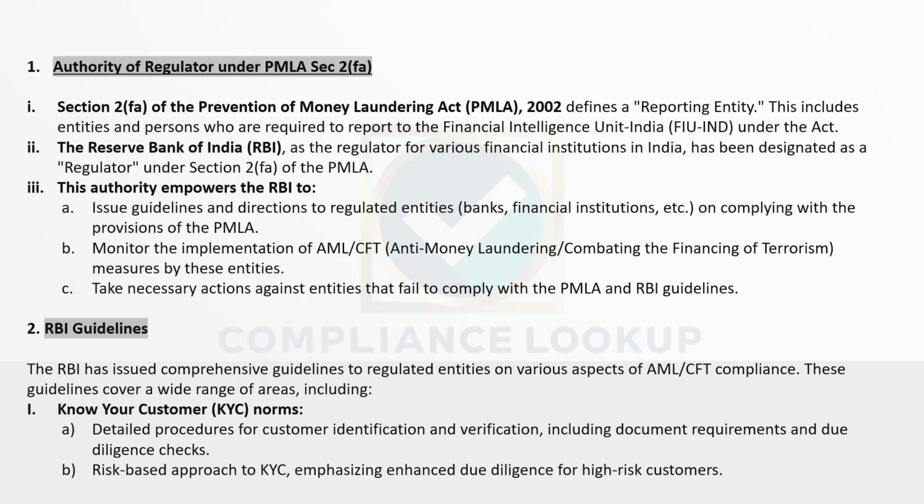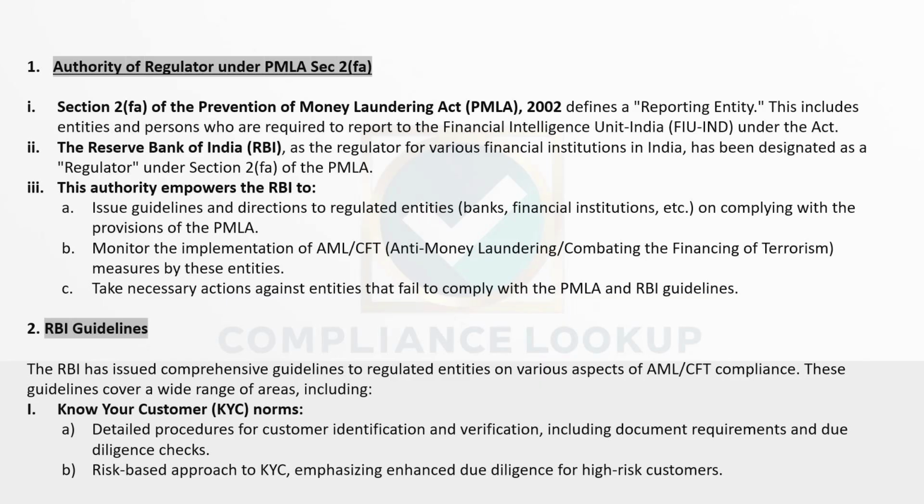2. RBI guidelines on AML CFT compliance. RBI's guidelines serve as a roadmap for financial institutions to ensure that they aren't used for money laundering or terrorist financing. Let's go over the major areas covered by these guidelines. A. Know Your Customer, KYC, norms. KYC norms are designed to help financial institutions identify who their customers are so that they don't allow illegal entities or persons to open accounts and use them for laundering money.